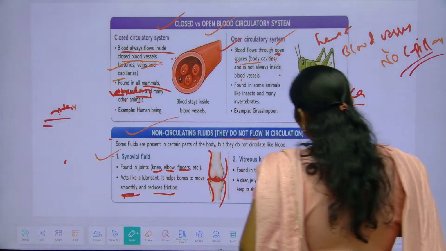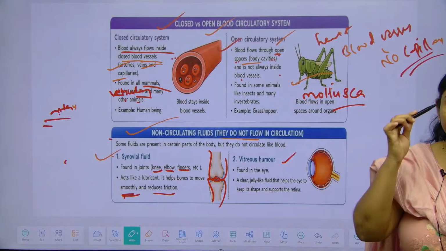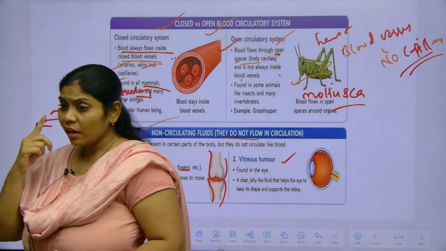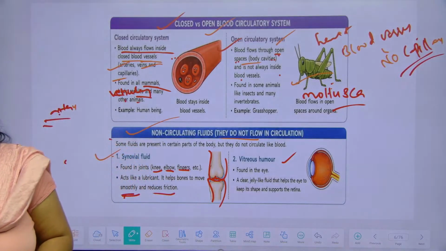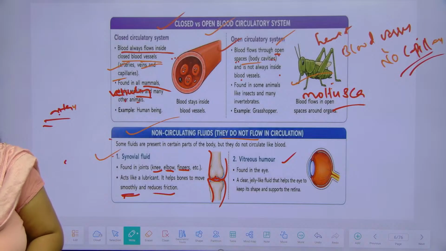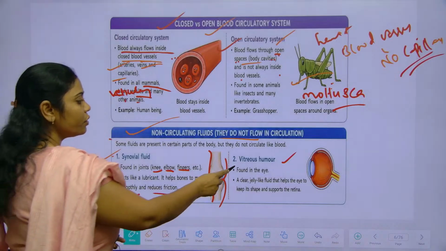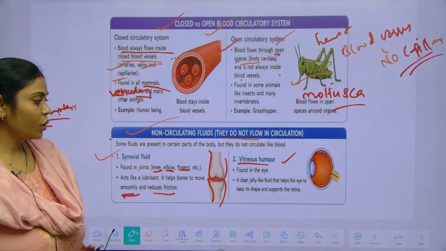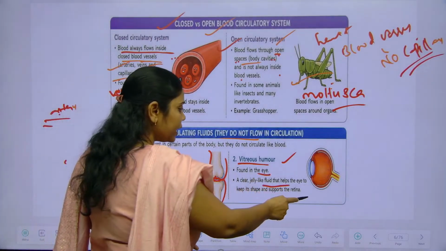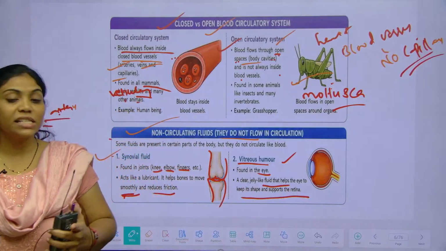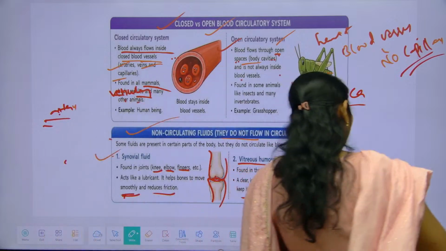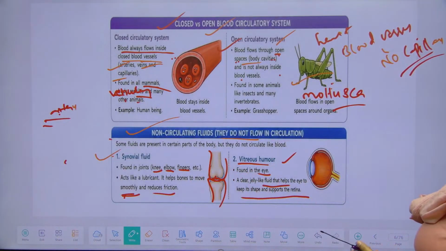Very good. And the other one is vitreous humor, which we can find in the eye. If you see your face in the mirror, in the eye you can identify a jelly-like structure, right? A water-like substance you will identify, but it is not water. So it is what? Vitreous humor. Where is it found? In the eye. A clear jelly-like fluid that helps the eye keep its shape and supports the retina. This is the function of this vitreous humor.